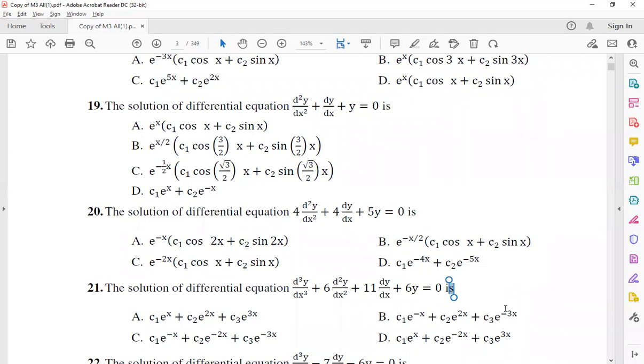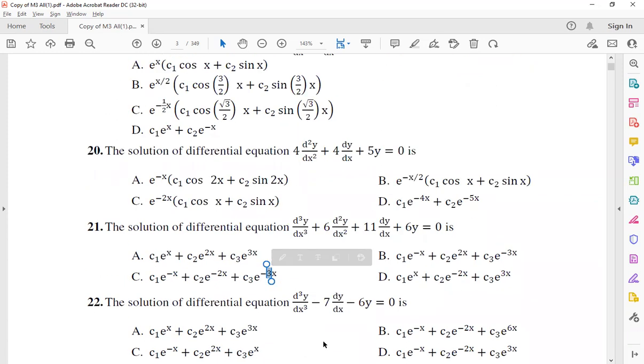Now it is cube. So you have to again go to the mode and equation. Change that. Degree 3. A is 1, B is 6, C is 11, D is 6. So roots are minus 1, minus 3, minus 2. Which one is correct? C option. Minus 1, minus 2. Real, different. Everything on the power e with separate constants.